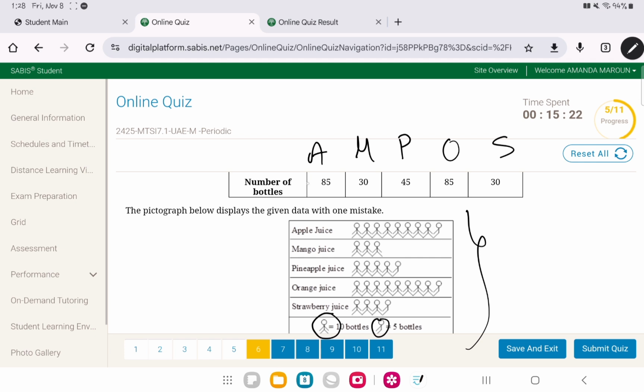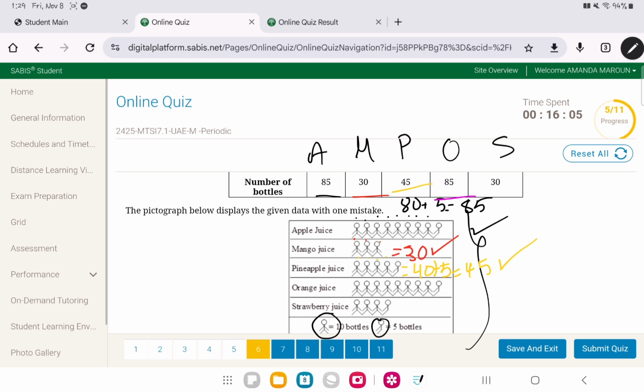So we know the number of bottles in apple is 85. So we have 1, 2, 3, 4, 5, 6, 7, 8. This is 80 plus 5, which gives us 85. So this is correct. Second one, we know in mango the total is 30. So we have 1, 2, 3. 3 times 10 is 30. So it is also correct. Then for pineapple, we have 45. So we have 1, 2, 3, 4, which is 40 plus 5, which is then 45. So it's correct.